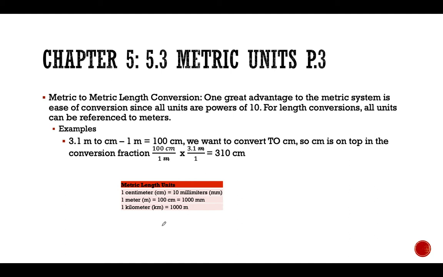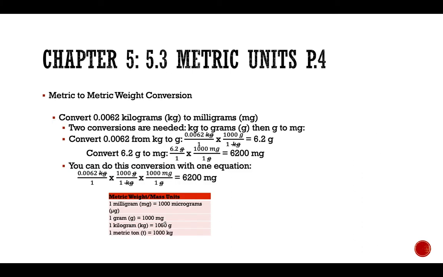An example, let's convert 3.1 meters to centimeters. 1 meter equals 100 centimeters. We want to convert to centimeters, so centimeters needs to be on the top of the conversion fraction. The conversion fraction is 100 centimeters to 1 meter. We multiply that by our original unit, 3.1 meters over 1, and that equals 310 centimeters. A small table on this page, also for your reference, shows some metric length units.